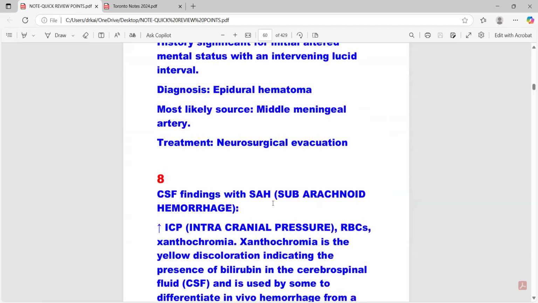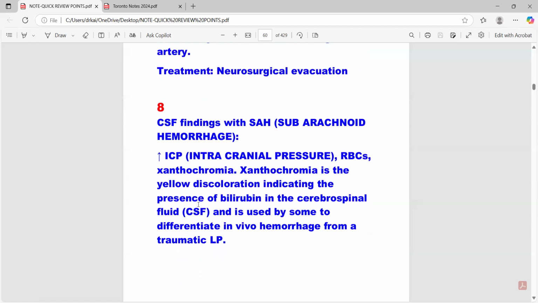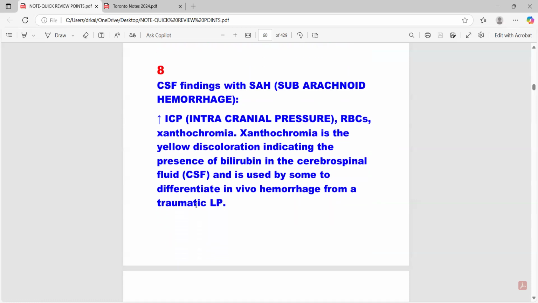CSF findings with subarachnoid hemorrhage: the ICP will be high, and there are RBCs and xanthochromia. Xanthochromia is a yellow discoloration because of bilirubin, as the RBCs are breaking down.